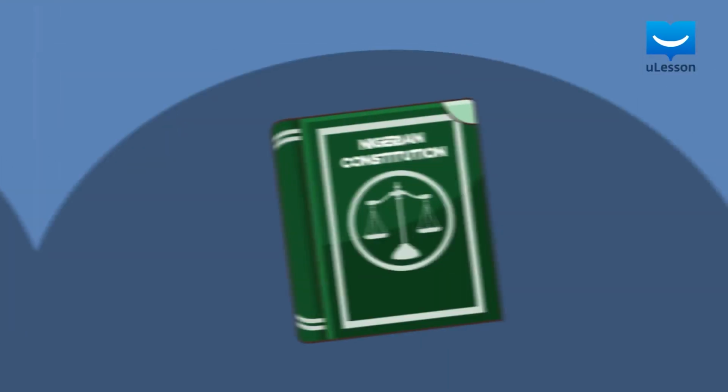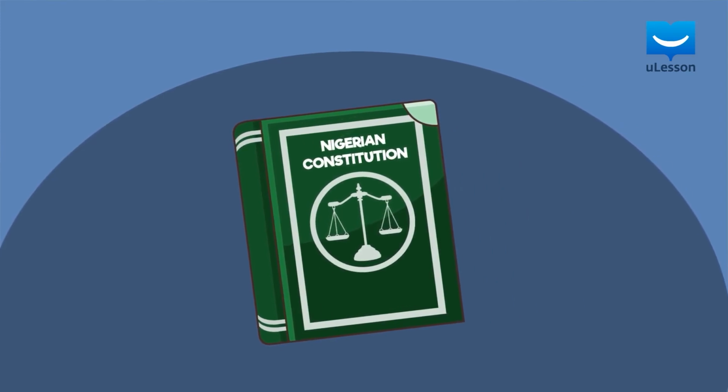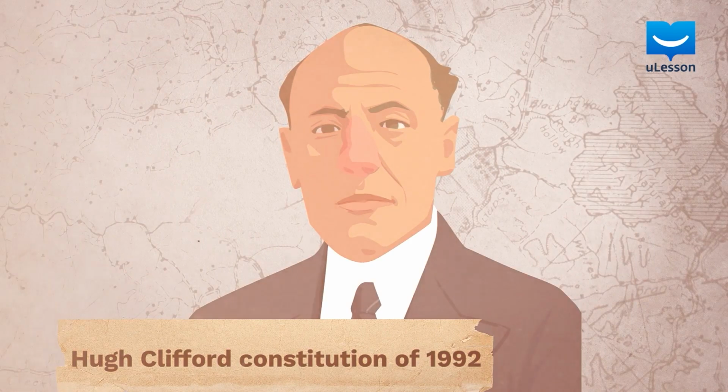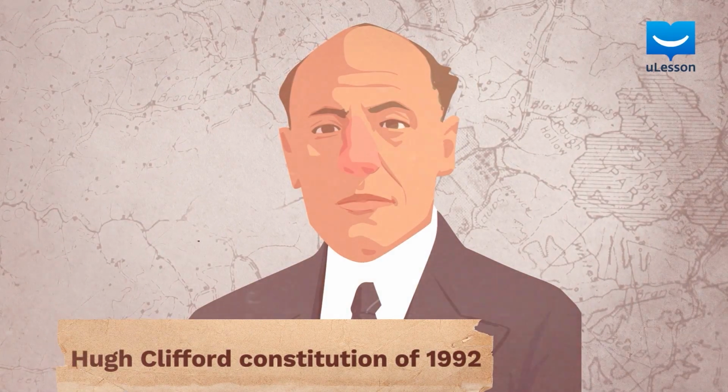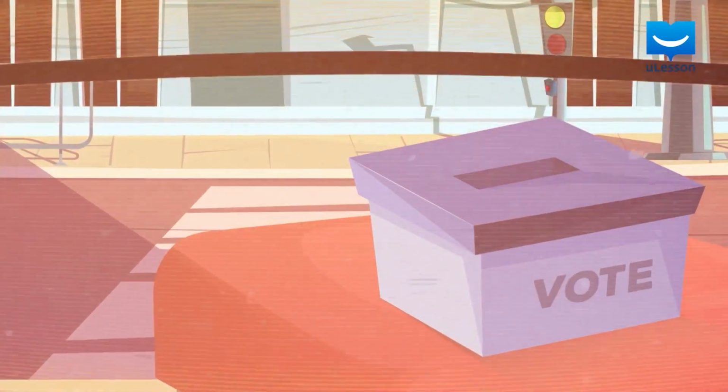Before Nigeria had its independence, it had a series of constitutions which were used to govern the regions across Nigeria. The first was the Hugh Clifford Constitution of 1922. Sir Hugh Clifford took over power from Lord Lugard and introduced a new constitution. This constitution introduced the Legislative Council and the Executive Council. The introduction of both councils meant that the people across Nigeria could vote for representatives to govern them.